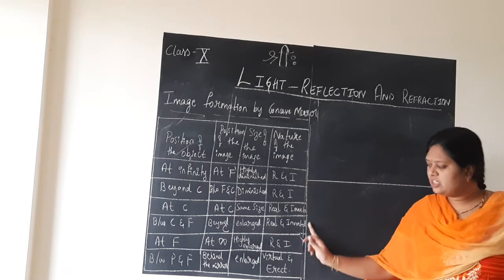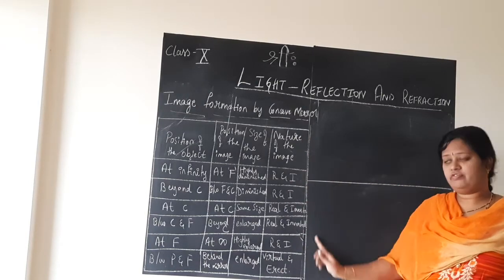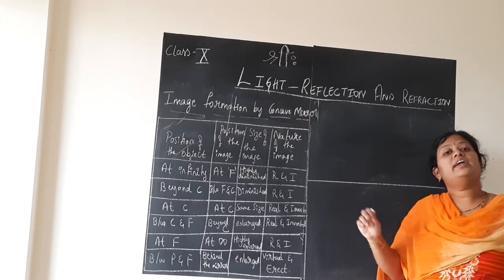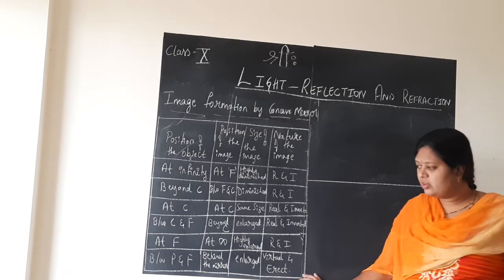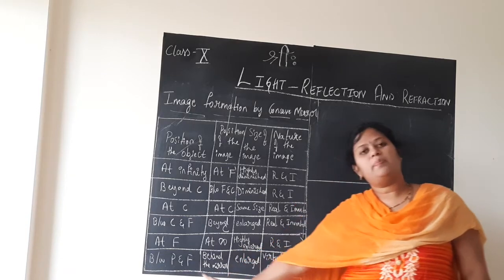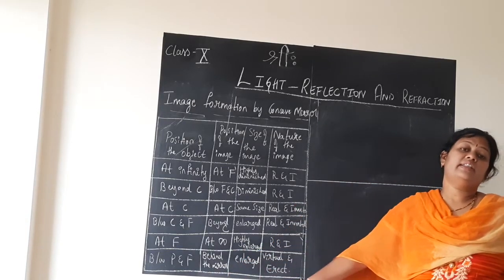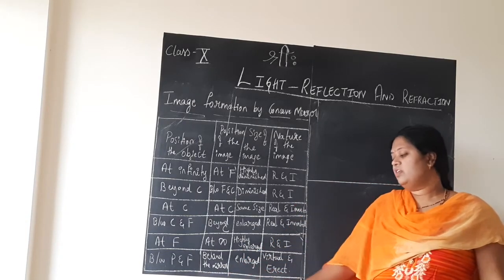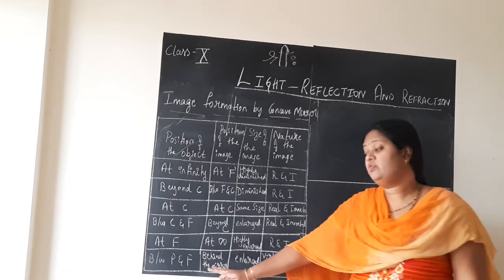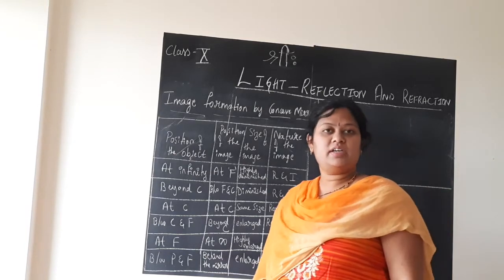So all the images so formed here, what is the nature of the image? Real and inverted always. But when the object is placed between the pole and the principal focus, the image formed is virtual and erect, and the image is formed behind the mirror.